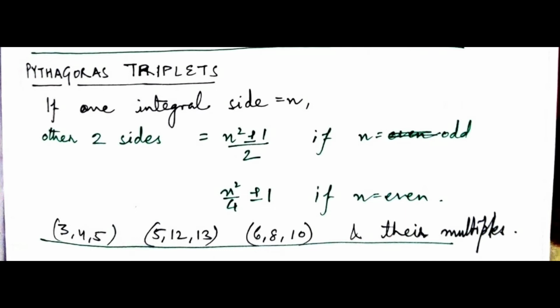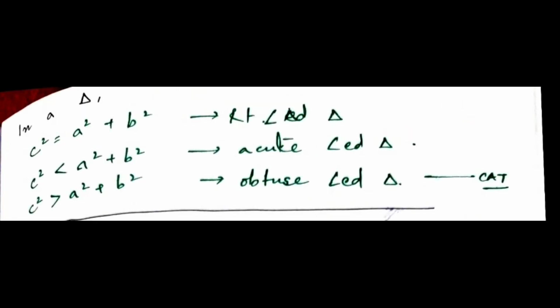Now, there's a very important observation, and on the basis of this, we have another CAT previous year question. In a triangle, if C squared is equal to A squared plus B squared, we know it's a right angle triangle. If C squared is less than A squared plus B squared, then we know that the side opposite to the smaller angle is smaller, and vice versa, the angle opposite to the smaller side is smaller. So C squared has become smaller now, the angle will also become smaller, and it will be an acute angle triangle. If C squared is larger than A squared plus B squared, then it's an obtuse angle triangle.